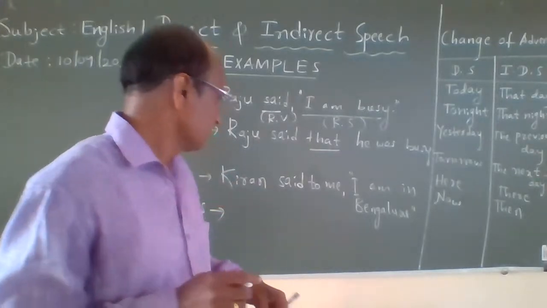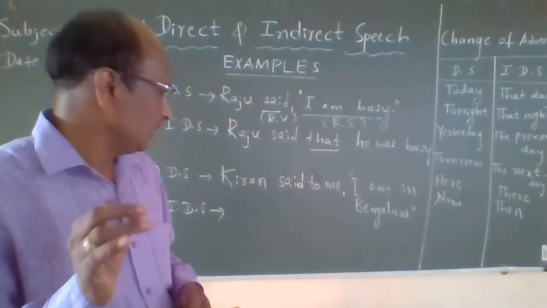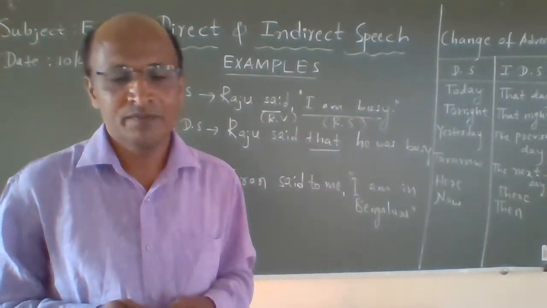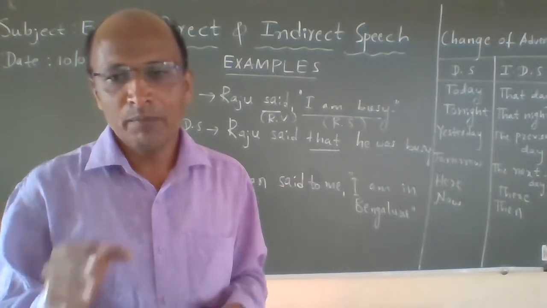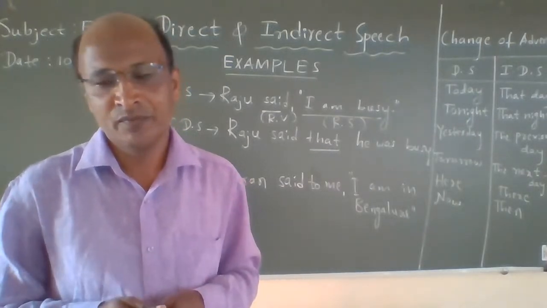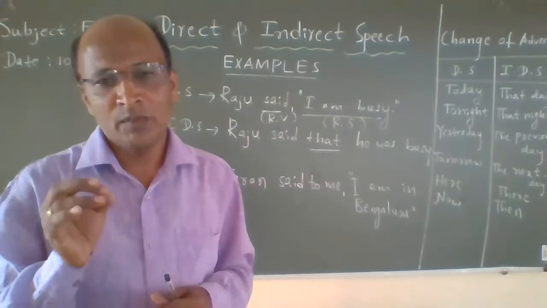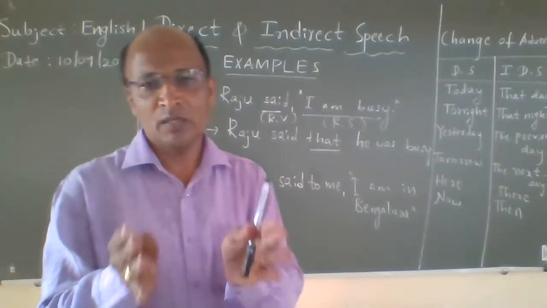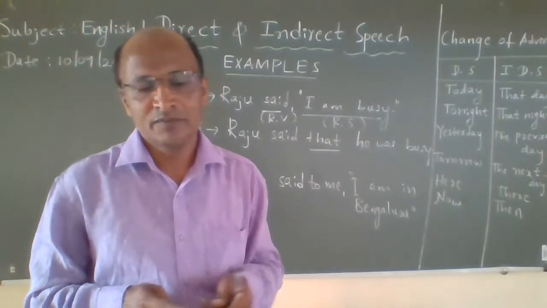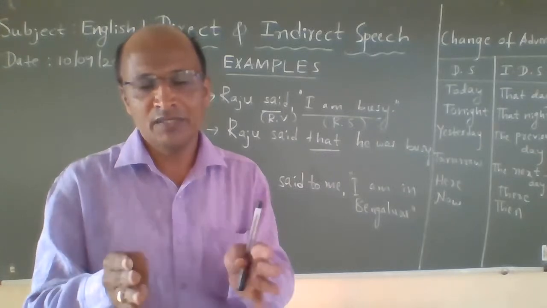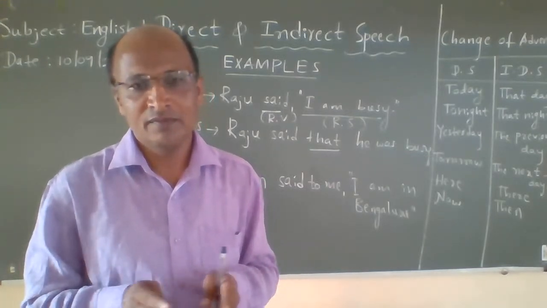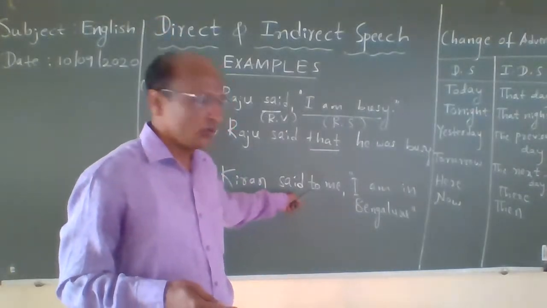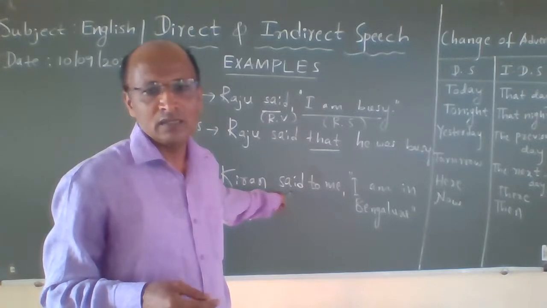See, the second example is, Kiran said to me, I am in Bangalore. This is direct speech. Now tell me, children, which is the reporting verb in this sentence? Can you think of it? Can you guess? Can you identify? Okay, hopefully you have identified. In this sentence, Kiran said to me, said is the reporting verb.